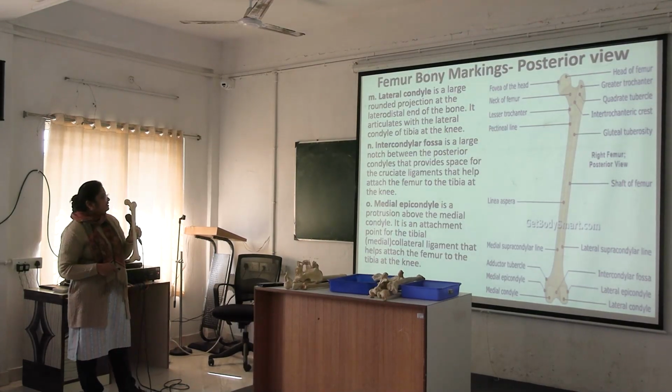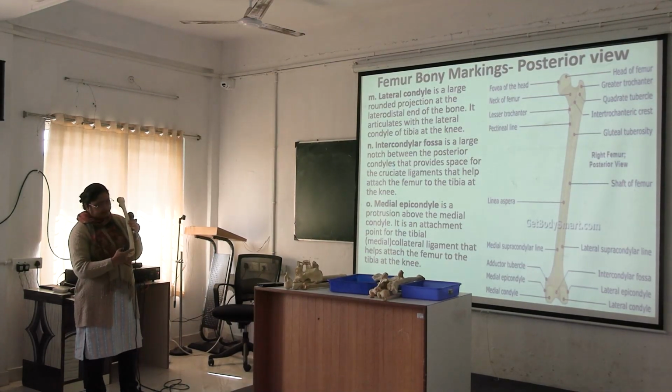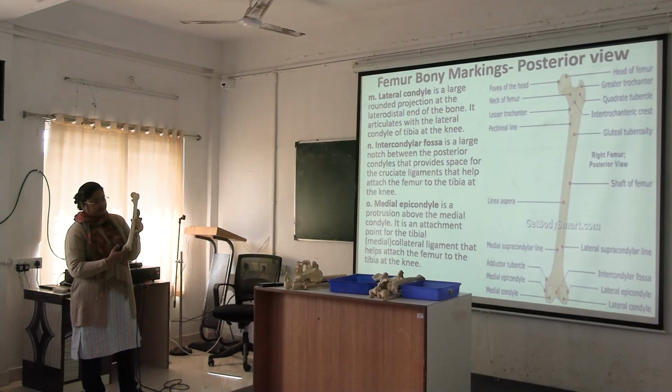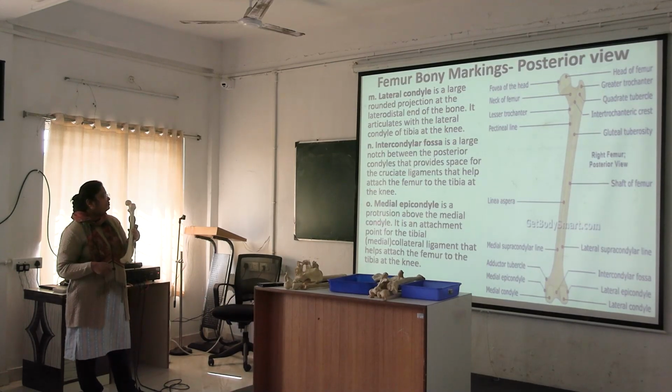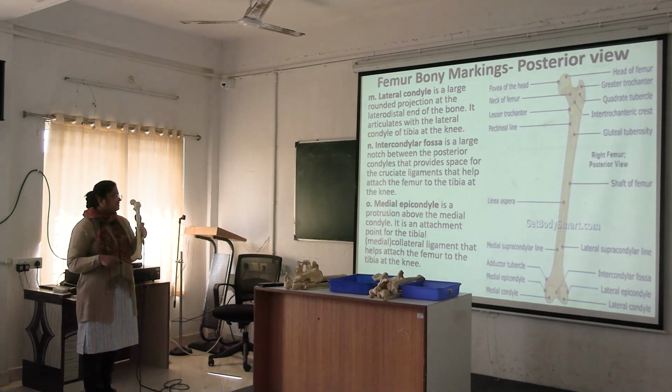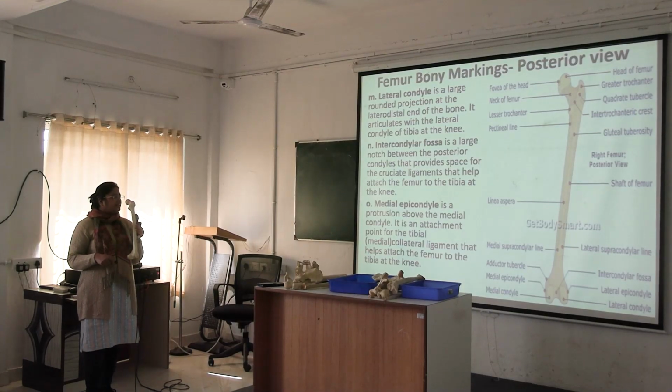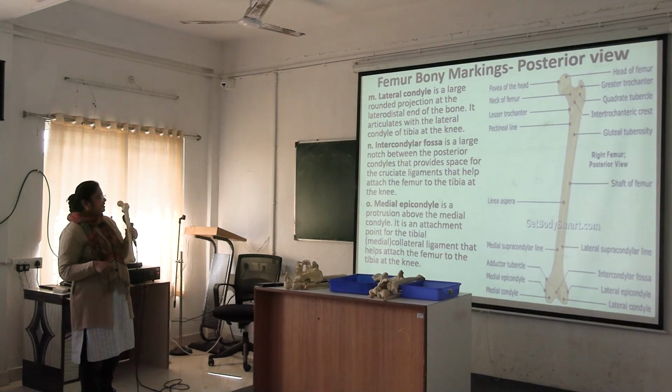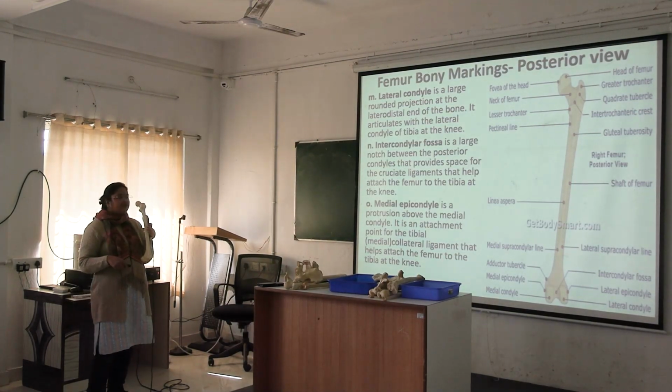And that helps attach the femur to the tibia at the knee joint. Next, medial epicondyle we have already discussed. Medial epicondyle, lateral epicondyle. So a protrusion above the medial condyle, attachment point for the tibial collateral ligament, and helps attach the femur to the tibia at the knee joint.